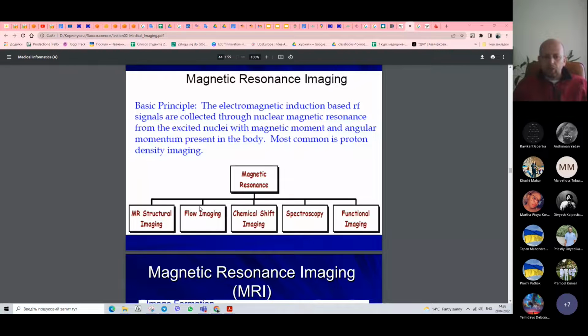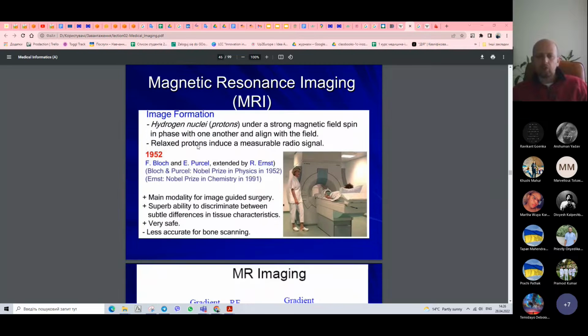And there you can find what step, what direction use magnetic resonance, which gives us the chance to get magnetic resonance structure imaging, flow imaging, chemical shift imaging, spectroscopy, and functional imaging. Yes, this is such a large direction, which is being used now in medicine, and it is developing so fast.